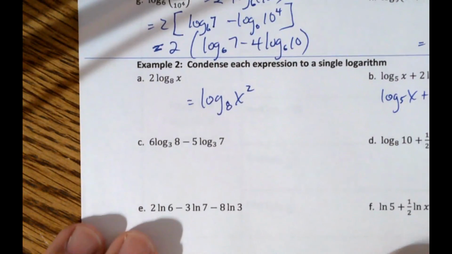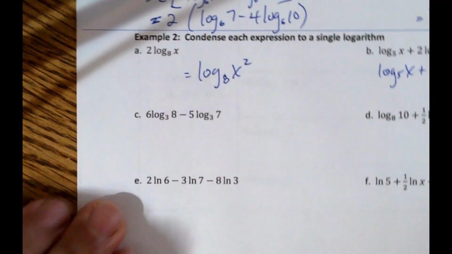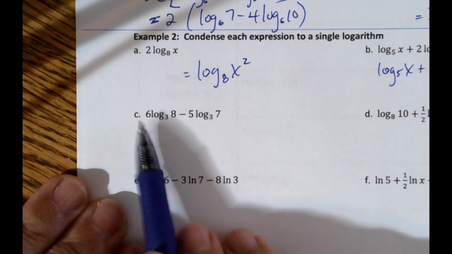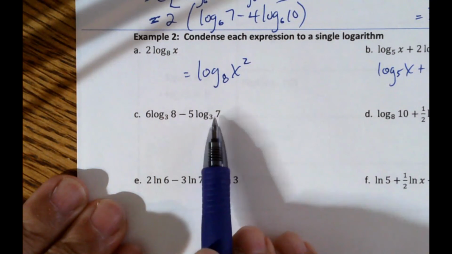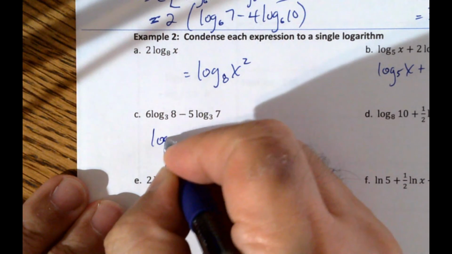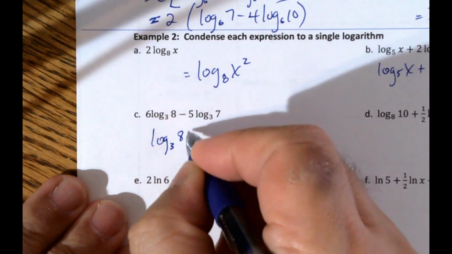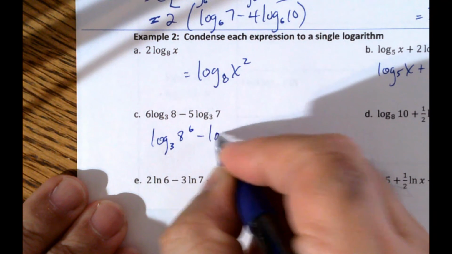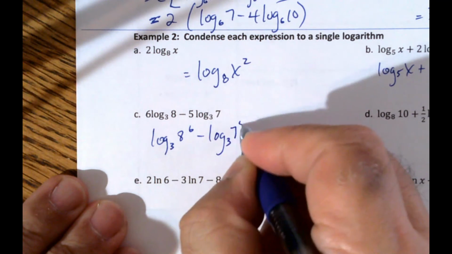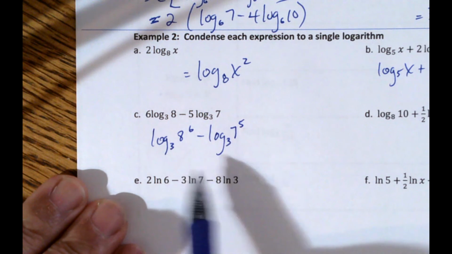Continuing, c. All right, so here we have this coefficient. It's going to become an exponent, and same with this one. So that's going to be log base 3 of 8 to the 6th power minus log base 3 of 7 to the 5th power.